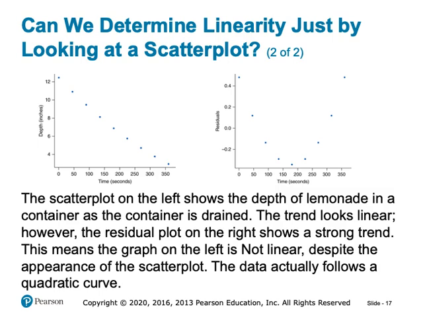At first glance, the trend in the scatter plot might appear to be linear, suggesting that as time progresses, the depth of lemonade decreases at a consistent rate. However, when we look at the residual plot on the right, we see a different story. The residual plot reveals a strong pattern that indicates a clear deviation from linearity. This pattern suggests that the relationship between time and depth is not linear, even though the scatter plot might have suggested otherwise. In this case, the data actually follows a quadratic curve rather than a straight line.